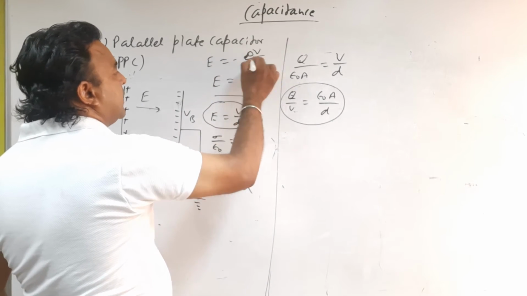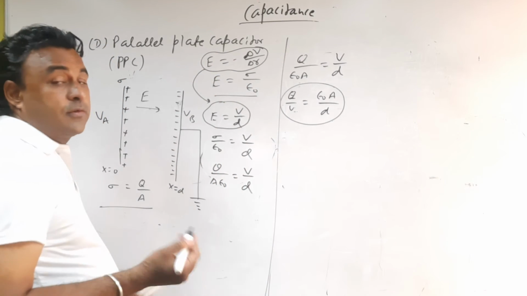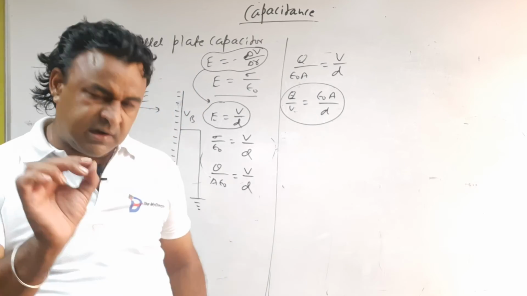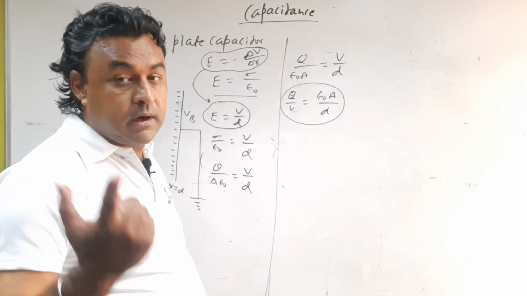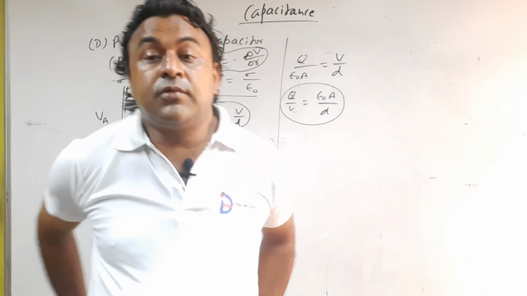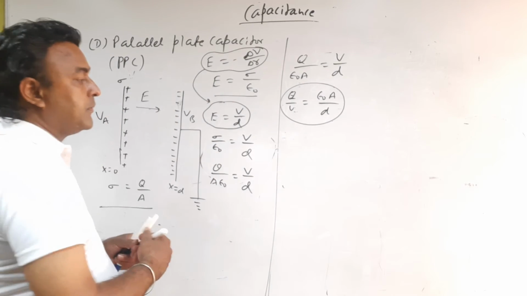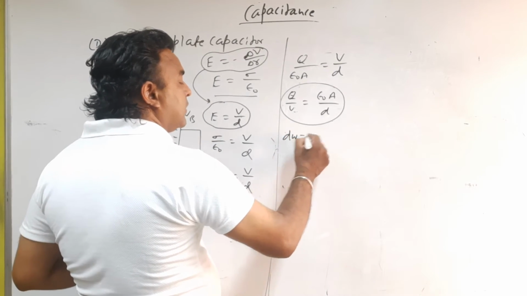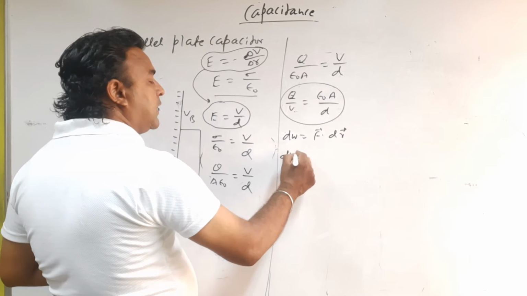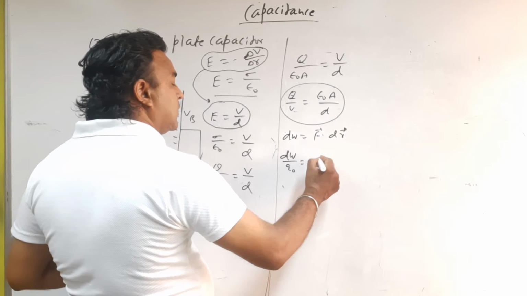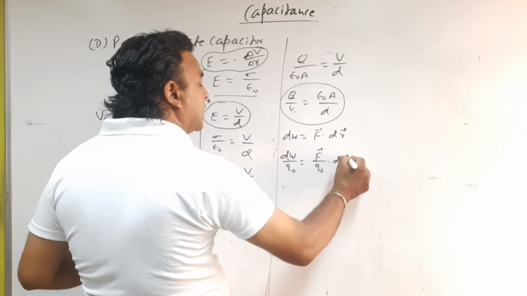E is equal to minus delta V by delta r. So sometimes it becomes a little mistake as I did. So I did it intentionally, let me tell you, because many times students get confused what was the relation. So keep in mind, let me tell you, dW equals F dot dr, dW by q naught equals F by q naught dot dr.